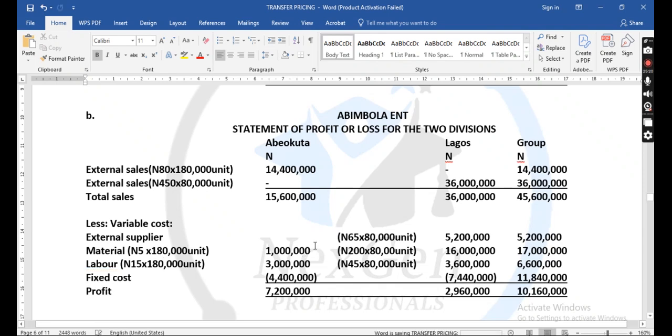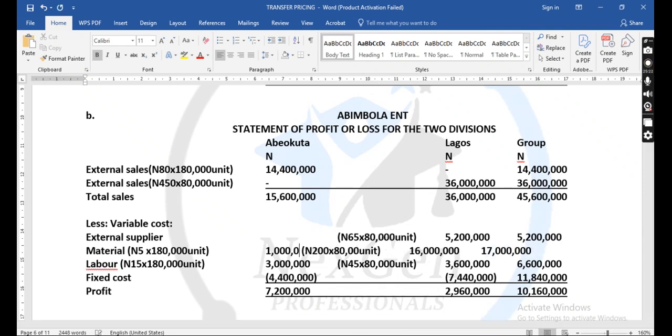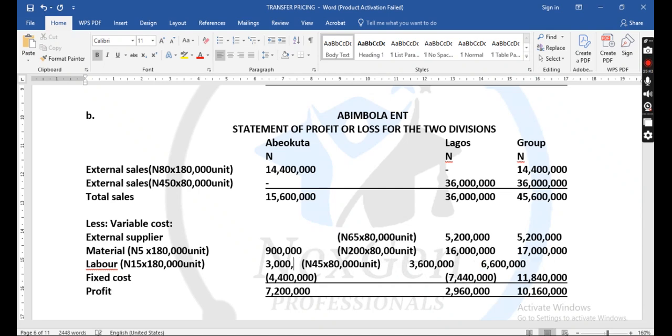So these figures will change. 180 times 5, what do you have? 900,000. Next, 15 times 180, what do you have? 2,700,000.